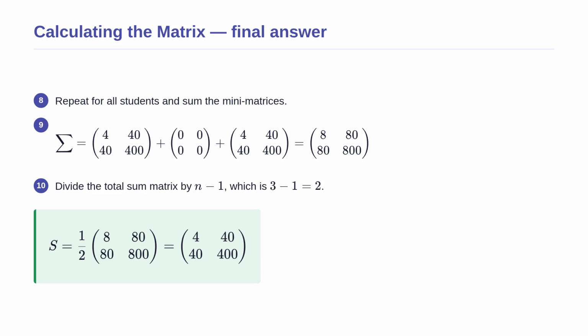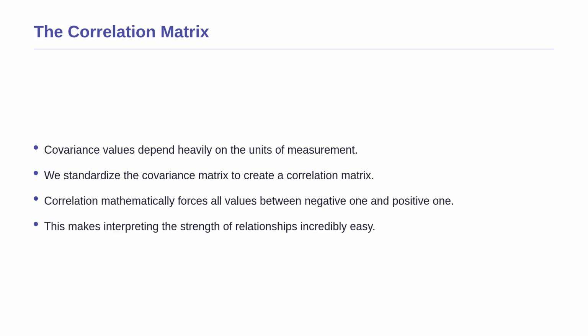To finish, we divide the total sum matrix by n-1, which in this case is 3-1, or 2. The resulting matrix is our sample covariance matrix. The top left value of 4 is the variance of study hours. The bottom right value of 400 is the variance of test scores. The off-diagonal value of 40 is the covariance, and being positive, it confirms that as study hours increase, test scores also tend to increase.